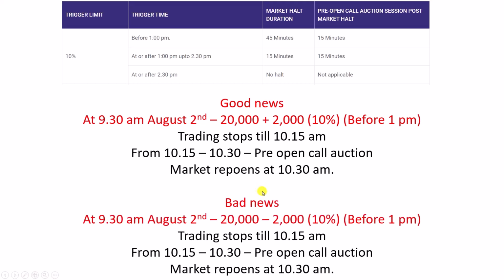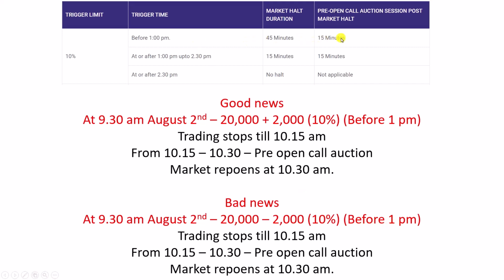All right. So let us say that on August 2nd at 9:30 a.m. Nifty hits the lower circuit. 20,000 minus 2,000, which is 18,000. What is 2,000? 2,000 is the 10% of previous closing price, which is 20,000. So there is bad news due to which people are selling, and so Nifty hits the lower circuit. And since this has happened before 1 p.m.